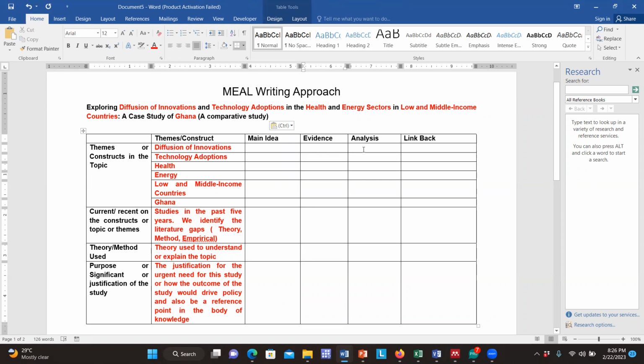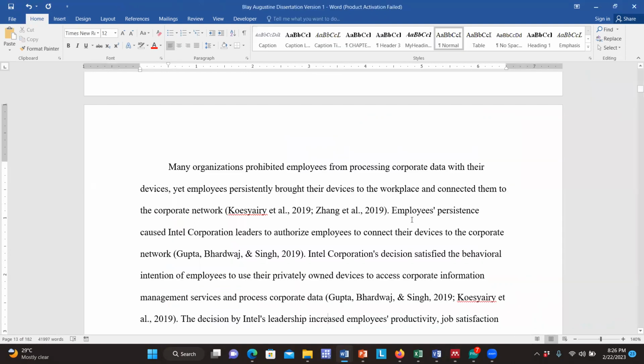The evidence, and then the analysis. And make sure that in the analysis you also have evidence. And the link back, make sure you have evidence in it too. So the evidence goes through the whole thing, and that's what will make them say that you are writing scholarly.